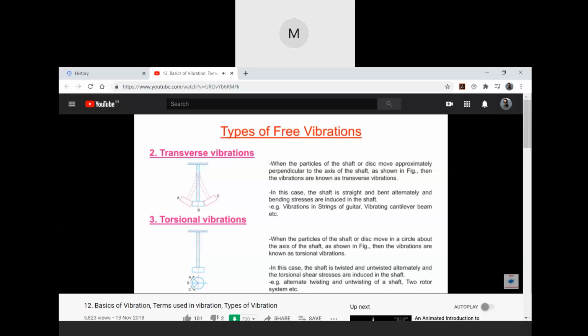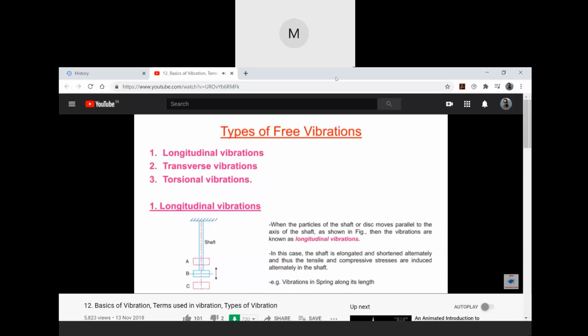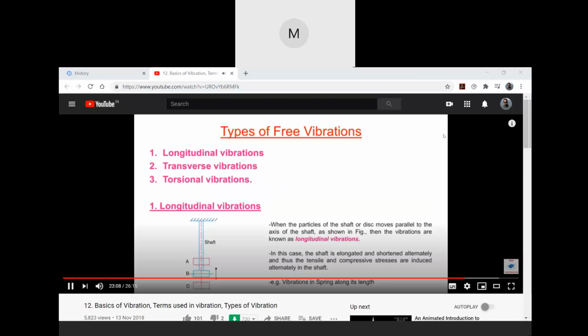Now in this case, the shaft is straight and bent alternately, and bending stresses are induced in the shaft. Remember, for the GATE purpose as well as for your exam purpose: during transverse vibration, alternate bending stresses are induced in the shaft, whereas in case of longitudinal vibration, compressive and tensile stresses are alternately induced in the shaft.